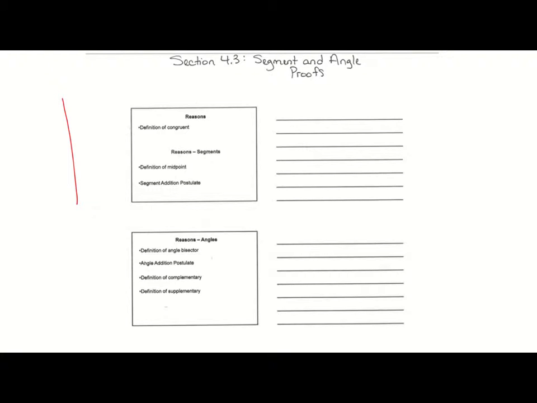So this is our two-column. We have our statements and our reasons. Reasons on this side, and these are some of the examples we have. For both angles and segments, we could use the definition of congruence. So if we had something like AB equal to CD, and we wanted to say those were congruent, if we know they're equal, then they're congruent. That is a definition of congruence.